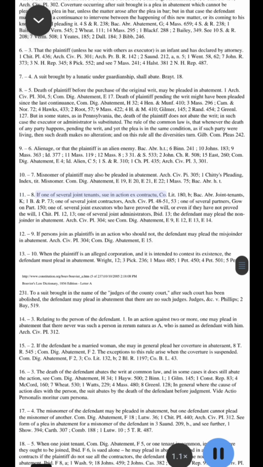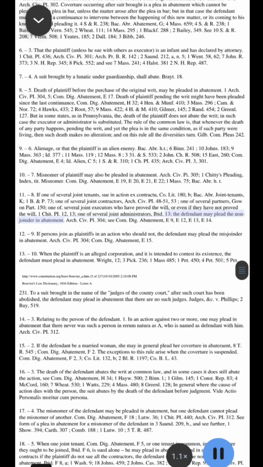8. If one of several joint tenants sue in action ex contractu, Co. Lit. 180 b, Bac. Abr. Joint tenants, K. 1 B. & P. 73, one of several joint contractors, Arch. Civ. Pl. 48 to 51, 53, one of several partners, Gow on Part. 150, one of several joint executors who have proved the will, or even if they have not proved the will, 1 Chit. Pl. 12, 13, one of several joint administrators, Ibid. 13.